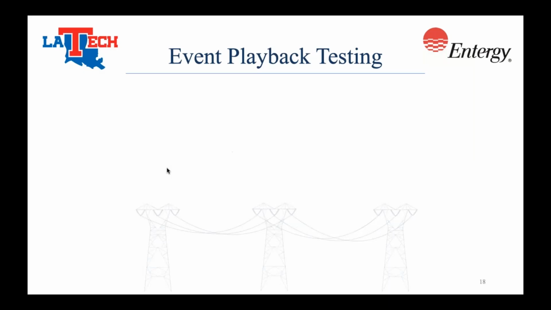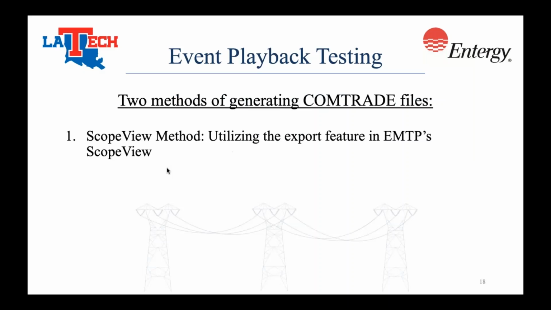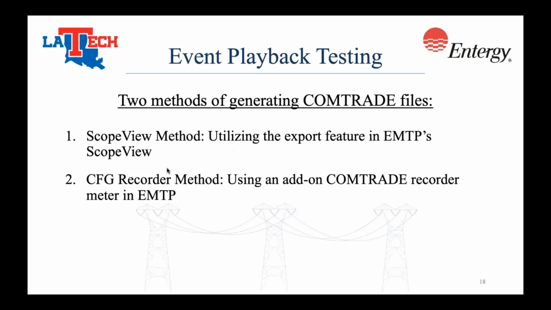This demonstration will focus on two methods of generating the Comtrade files. First, the ScopeView method. This method uses the ScopeView signal viewing software included with EMTP. The signals are played in ScopeView, and the Comtrade files are generated by clicking the Export button on the toolbar. The next is the CFG Recorder Method. This method uses an add-on to the EMTP parts library that directly generates the Comtrade files as EMTP simulations are run.